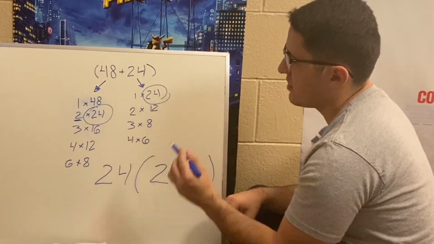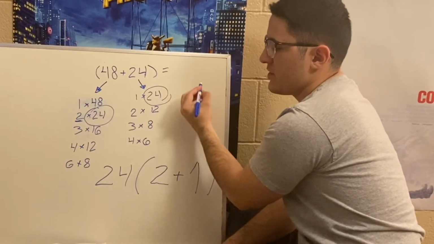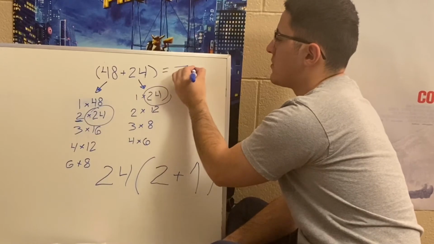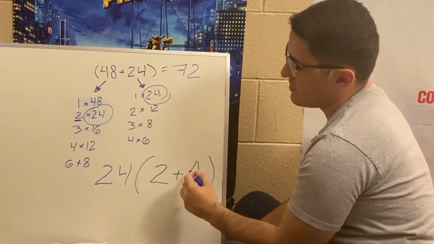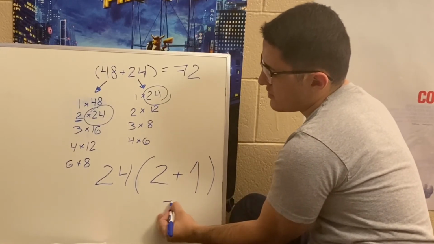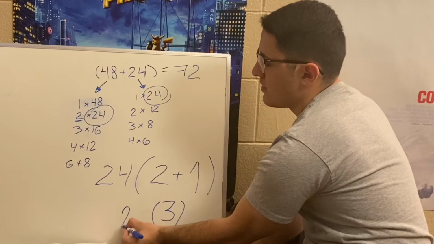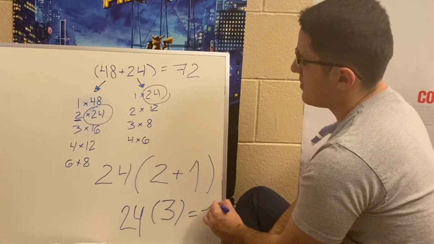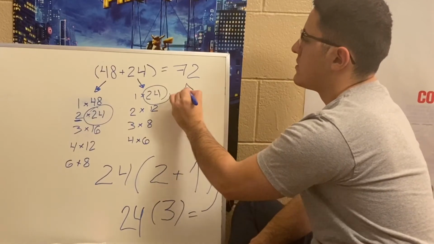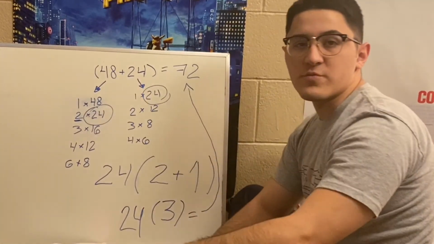If you want to check, we could always do this. 48 plus 24 is going to be 72. Now, if we follow PEMDAS here, the parentheses, we would get 2 plus 1 equals 3 times 24, which is 72. And that's how you factor two terms.